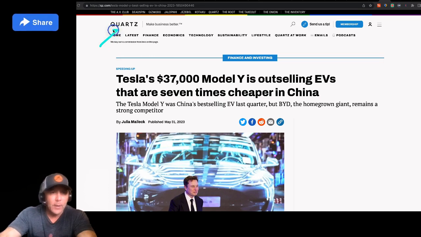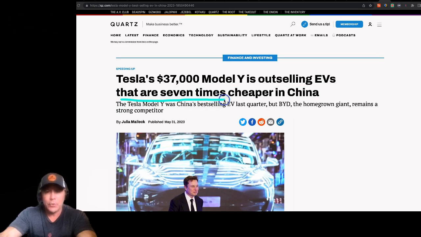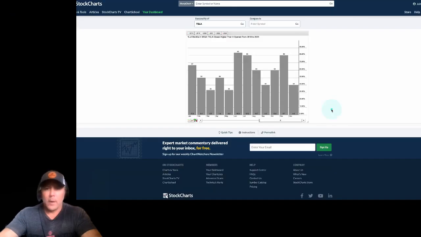So I found this on Quartz.com, and this came out May 31st of 2023. Check this headline out. Tesla's $37,000 Model Y is outselling EVs that are 7 times cheaper in China. Let me repeat, 7 times cheaper. All right, this is the second to last.